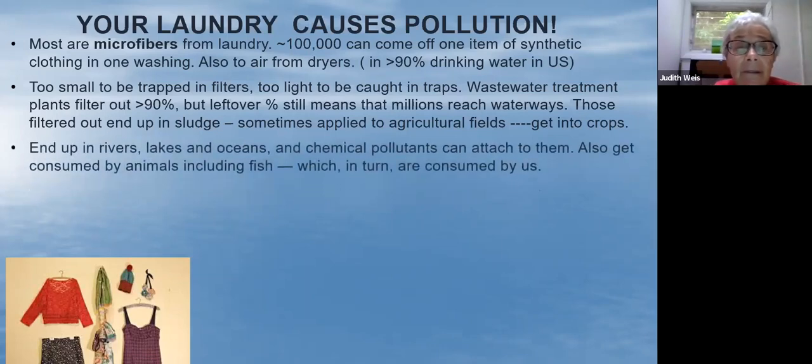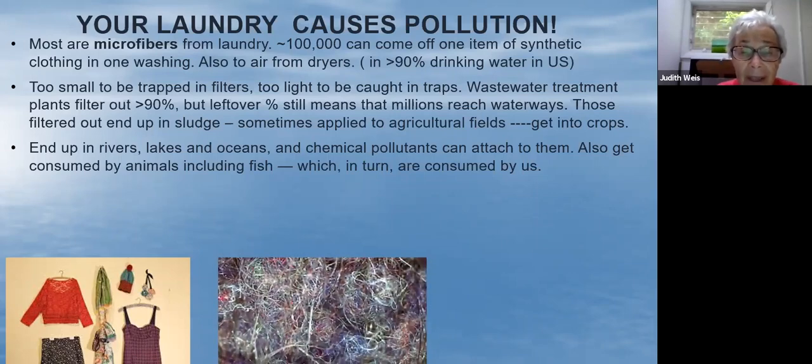Lots of these microfibers from the laundry end up in our water bodies: rivers, lakes, and oceans. And if there are chemical pollutants in the water, they can attach to the plastics. And they are also consumed by animals, small animals, plankton, fish, clams, and so forth, which are then in turn consumed by us. So we are getting microplastics in our seafood, as well as our water, as well as our vegetables. So here's a look.